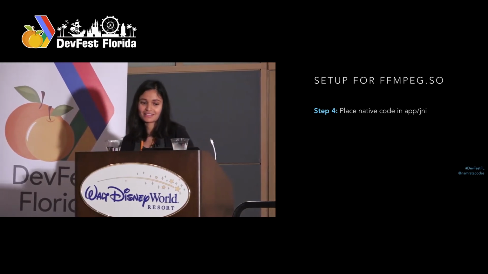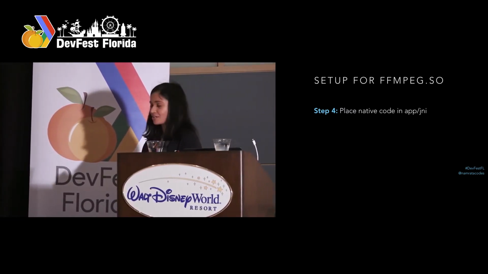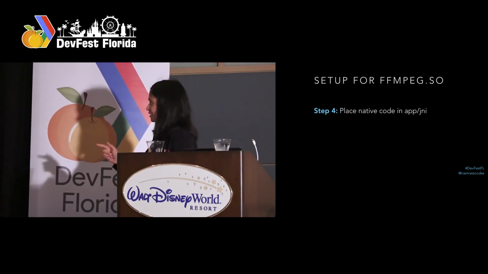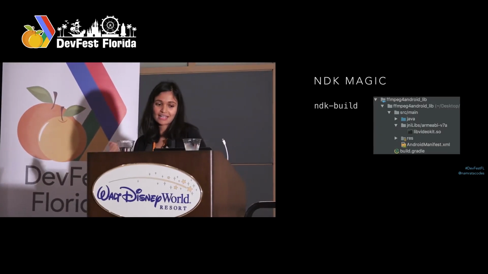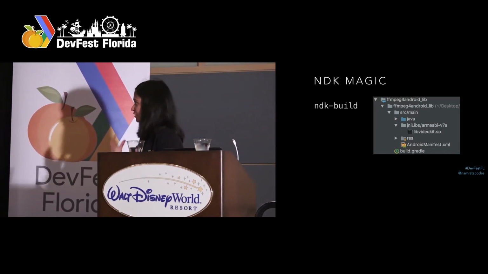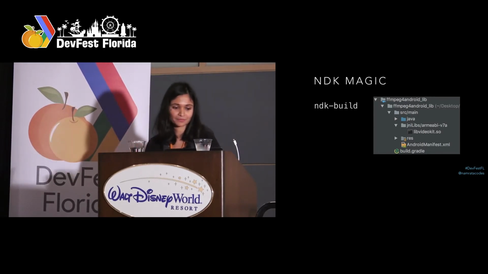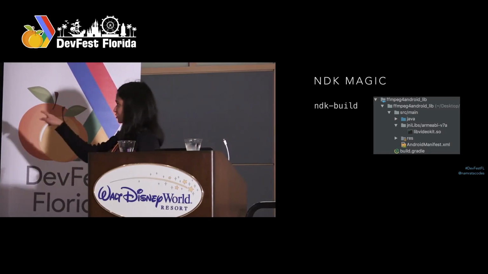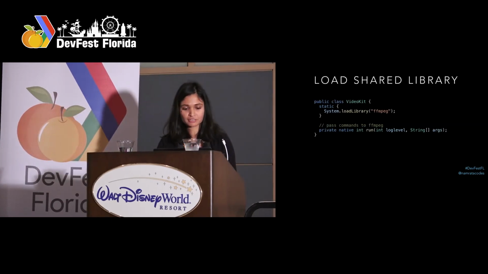And I then put my C and C++ wrapper files that I have to interface with the FFmpeg source code in my app JNI folder. And after I do this, I am running the NDK build command, which does its own magic and gives you this .so file. And you would place it in the JNI libs folder under the appropriate architecture in your project.